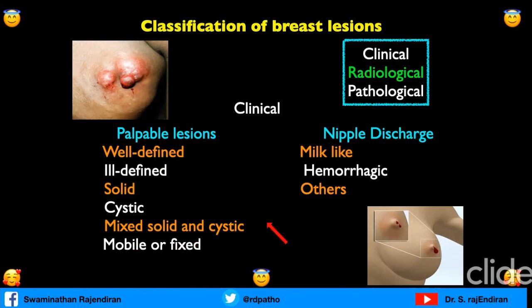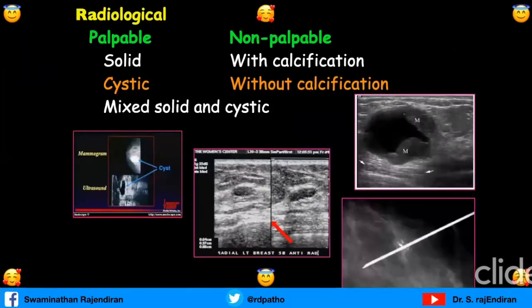Another clinical presentation is nipple discharge, and the nipple discharge can be milk-like, hemorrhagic, or serous fluid. Depending upon the nature of that, we have our own differential diagnosis. Radiologically, the lesions are classified into palpable and non-palpable. These non-palpable lesions are identified with calcification or without calcification, and this is a lesion with calcification which may not be palpable. The palpable lesions radiologically can be divided into solid, cystic, mixed solid and cystic.